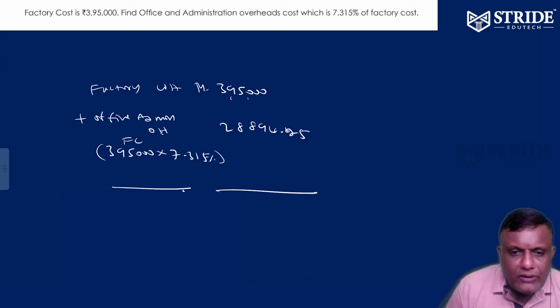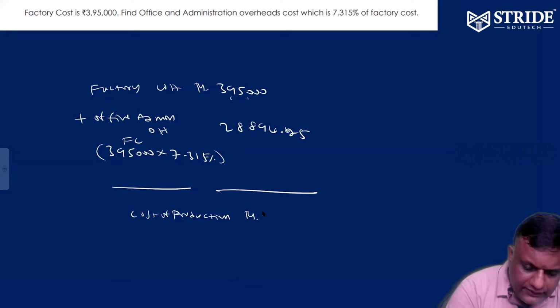Please add factory cost plus office administration cost. Sorry, that is cost of production, they're not asking you actually. It's a cost of production, rupees 3,95,000 plus 28,894.25.